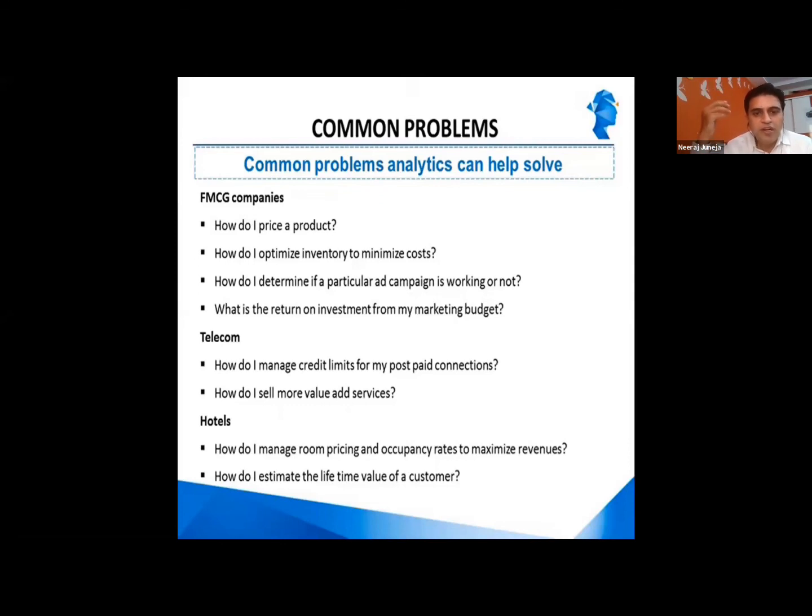Then we do have the hotel industry. Again, how do I manage room pricing and occupancy rates to maximize revenues? You might have seen in recent times, in COVID times, right? The five-star hotels were slashing their prices like anything. They were making their rooms available at 2,000 rupees a night. Five-star hotels. Even I personally used one of the services from Ramada, so I was again surprised to see the rate. It was only 2,000 rupees a night.